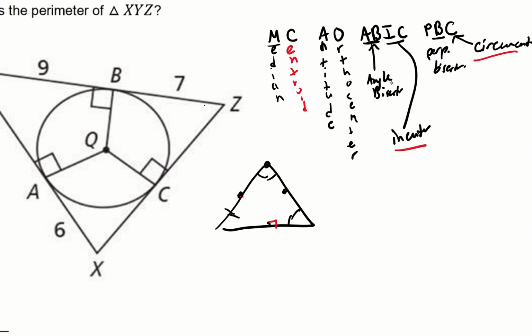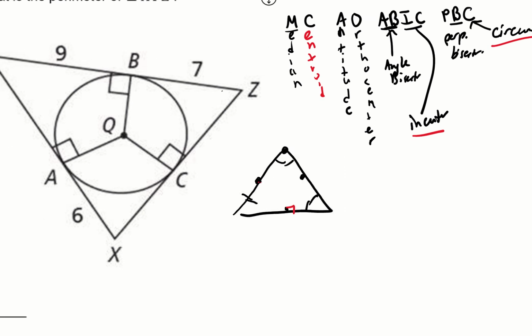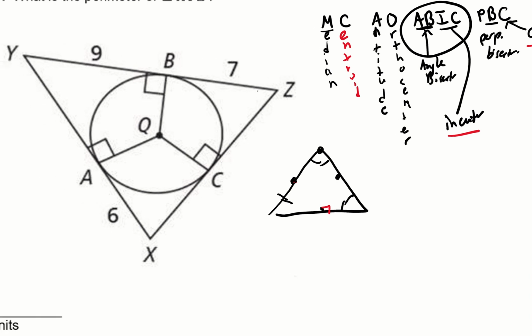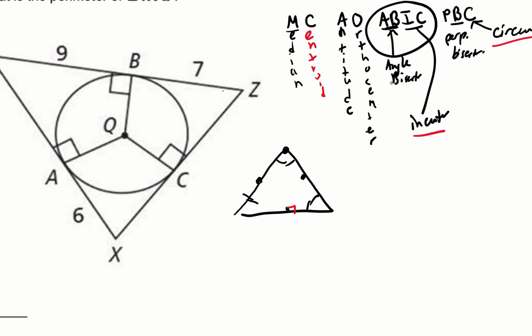Okay, now that I established the overview of the four centers and the four special segments, how does this relate to this problem? Well, this problem is an angle bisector incenter problem. So an incenter, like we mentioned, is the intersection of angle bisectors. So let's draw those angle bisectors here.